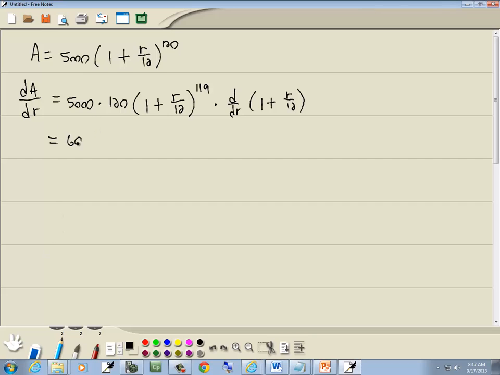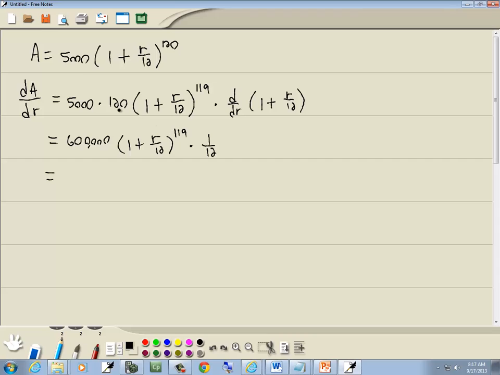That's 60, 1, 2, 3, 4, 1, 2, 3, 4, 60, so that's 600,000. Okay. 600,000 times 1 plus R over 12 to the 119th power. And then the derivative of 1 drops away. And this is 1/12 R, so the derivative of that is 1/12.